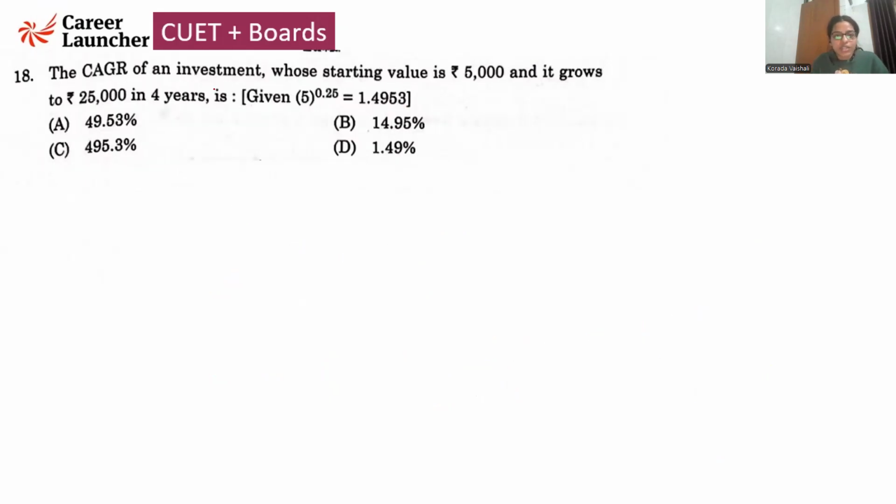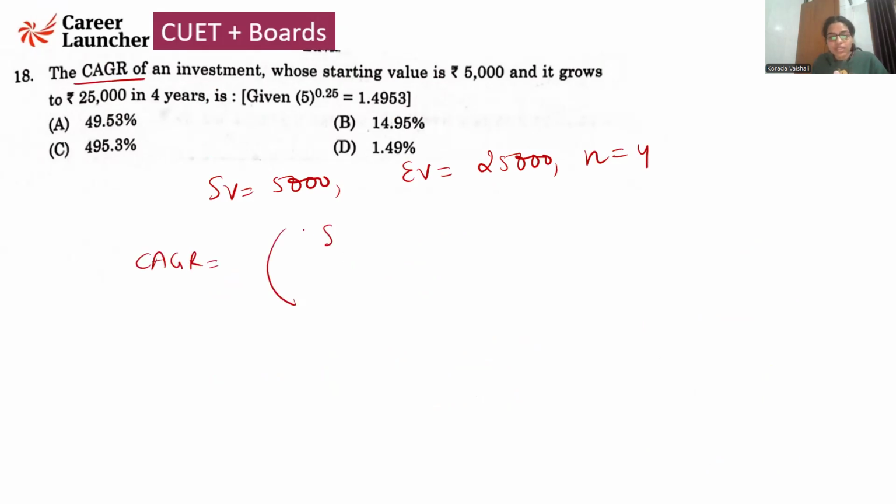The CAGR of an investment whose starting value is 5,000, whose ending value is 25,000, and the number of years for which the investment is taking place is 4 years. So how do I calculate the CAGR? So for CAGR, the formula is ending value divided by the starting value to the power of 1 by n, minus 1.